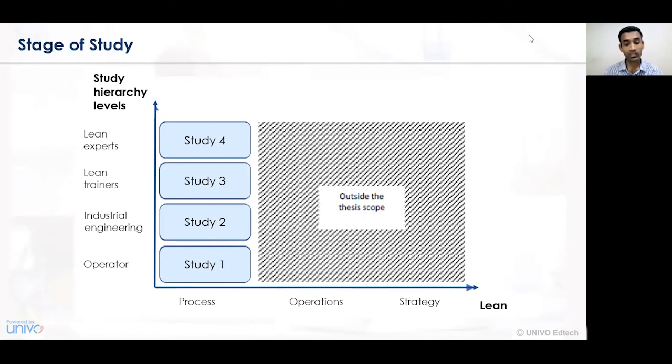can be applied, and accordingly outside the disease scope. So what study has been undertaken? Study at 4 levels was undertaken. That is, study at the first level as a part of an operator, study at the second level as a part of an industrial engineering, study at the third level as a part of lean trainers, and study at the fourth level as a part of lean experts. So those are the various stages of study or the hierarchical levels which were implemented.